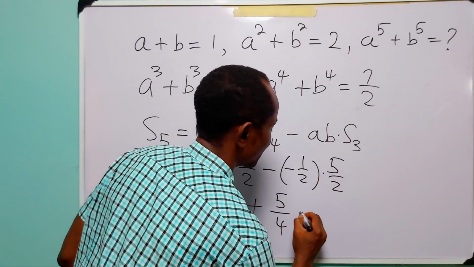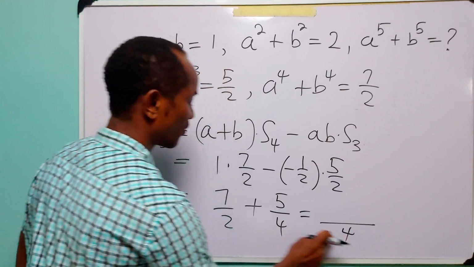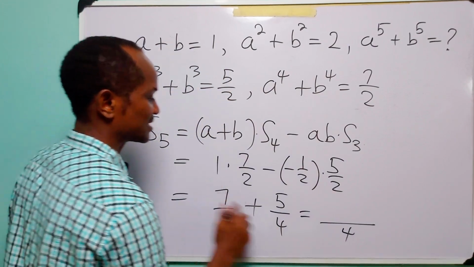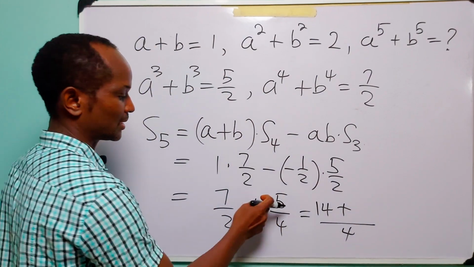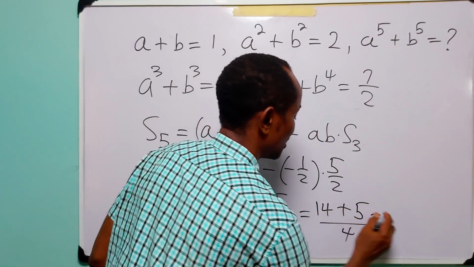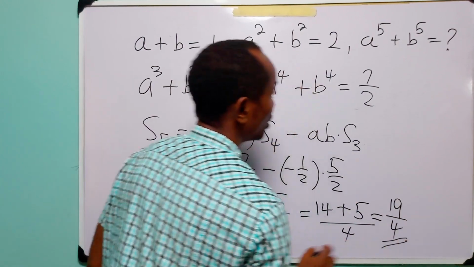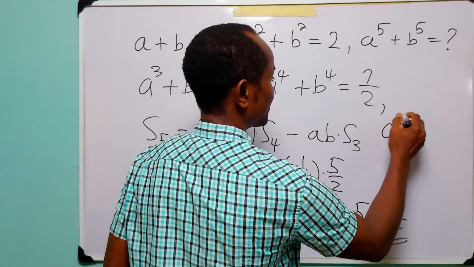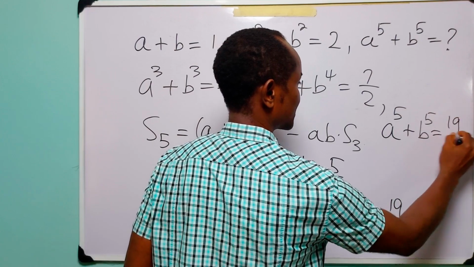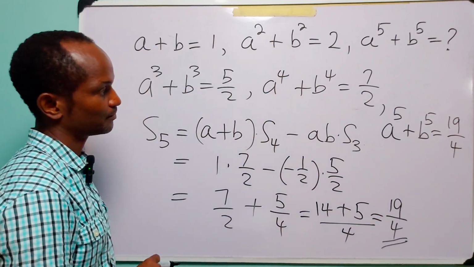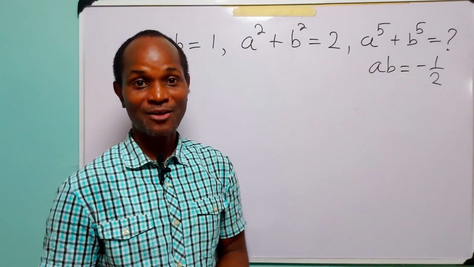Now to add these two, let us find the LCM. The LCM of 4 and 2 is 4. 4 divided by 2 is 2 times 7, 14. 4 divided by 4 is 1 times 5, 5. 14 plus 5 is 19, and we have 4. So we have that a to the power 5 plus b to the power 5 is equal to 19 over 4. Now there's an alternative way of calculating a to the power 5 plus b to the power 5.